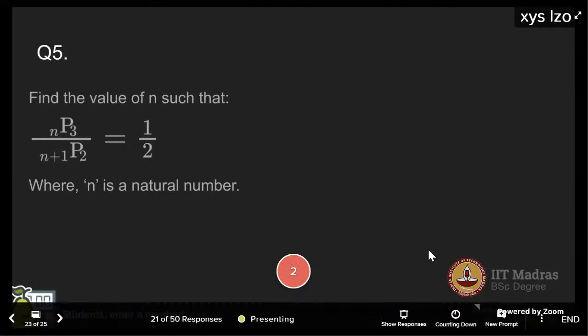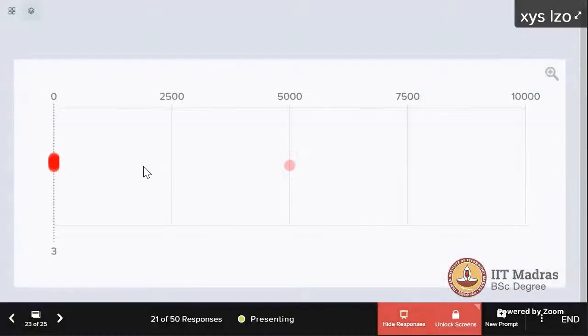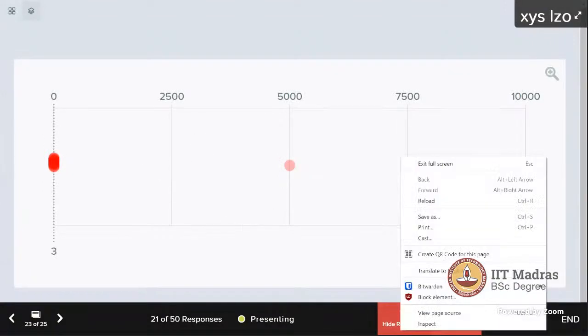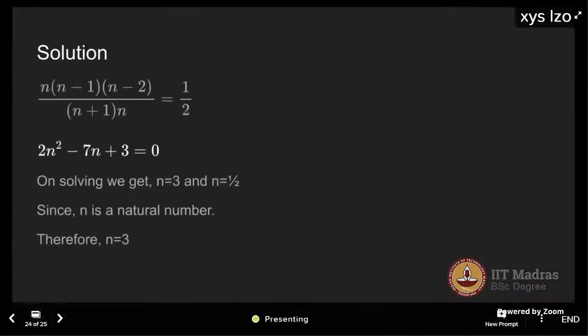Let's move to the solution for now. More than enough time. Most of you have answered 3. One has answered 5,000 also. So I've just put in the values of first nP3 and in the denominator (n+1)P2, which is equal to half as given. Then on cross multiplying, I have got this equation. Now solving this, we will get 2 values, n equal to 3 and 1/2. It is given that n is a natural number, so I've taken n equal to 3 as my answer.